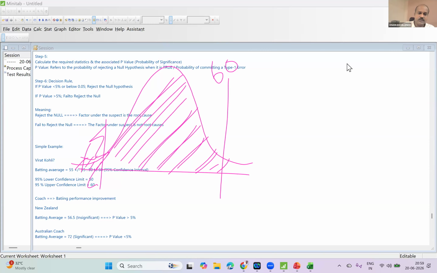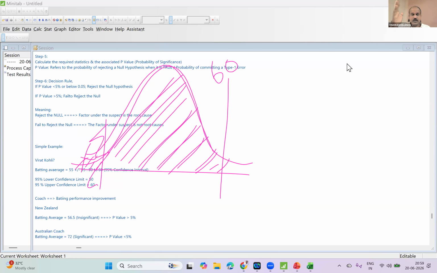No, no, I want to ignore this. I just want to work with only one-sided limit. I'm slightly changing the idea now, because nobody wants to shift the average downward. That is never an idea.